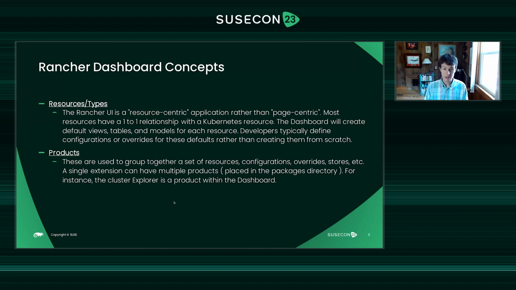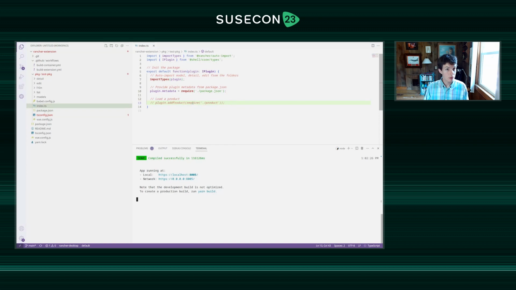And products, these are used to group together a set of resources, as well as configurations, overrides, stores, etc. And a single extension can have multiple products. These will be placed within the packages directory. And for instance, the Cluster Explorer itself is a product within the dashboard. So if we go back to our code, we can see that we have test package, which is actually a product within the extension itself. So this may allude to a bit more information of what's going on in here.